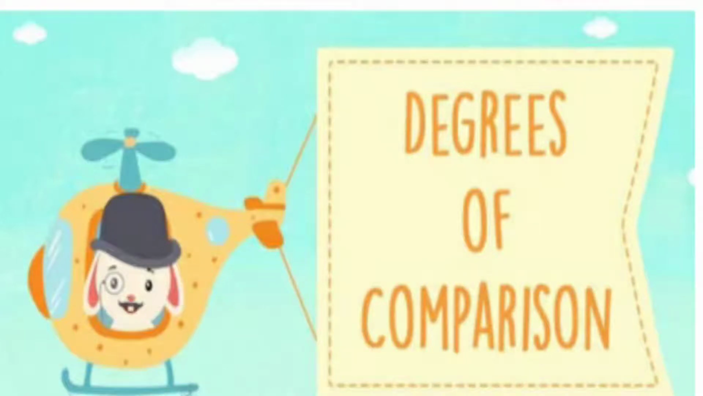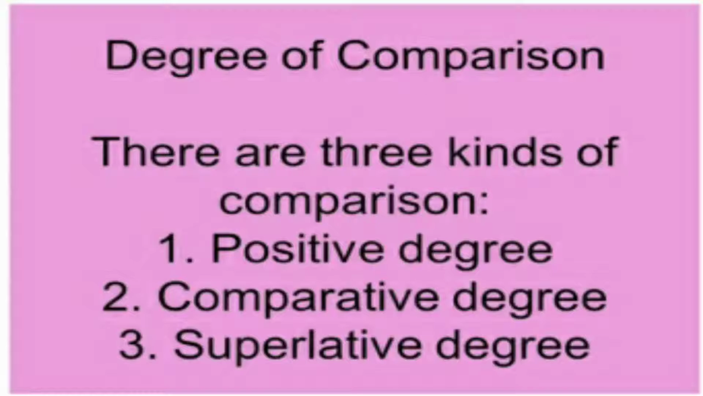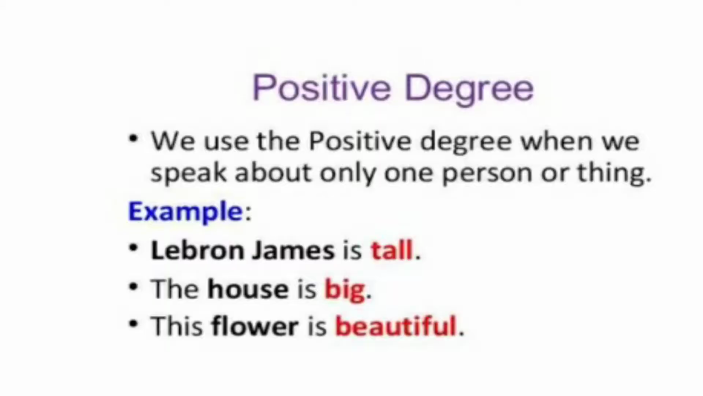So dear children, adjectives have 3 degrees that compare one thing to another. So there are 3 kinds of comparison. 3 तरह से we can compare. First is positive degree, second is comparative degree, and third is superlative degree. So coming to the first one, that is positive degree.